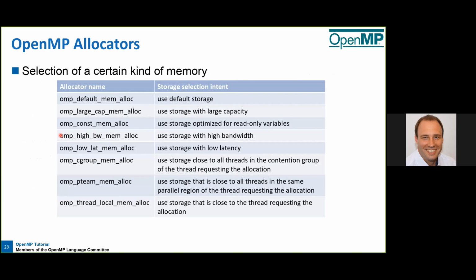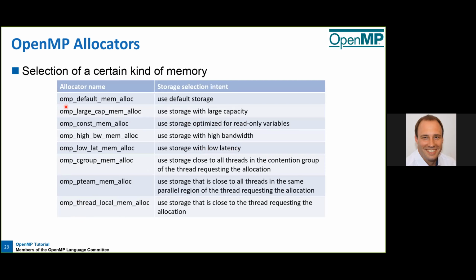There are more and more systems which support large capacity memory, like non-volatile memory that's also addressable or accessible via malloc and not only as a block device. And there are other kinds of memory that might be optimized for read-only variables, or very low latency memory that might be close to a certain core, for example. So OpenMP provides these different kinds of allocators, which allow you to express the needs of your application in terms of different kinds of memory.